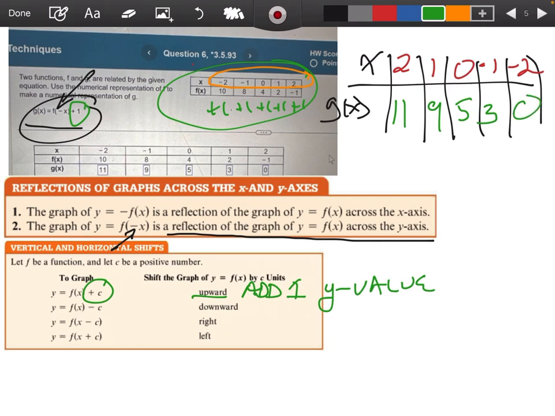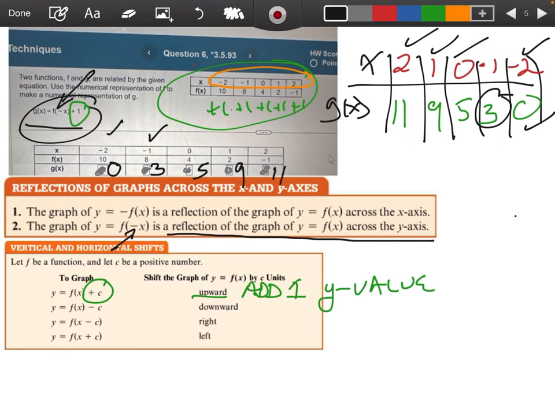And now we have to figure out how I'm going to enter those numbers in here. Let me show you how we're going to do that. When x is -2, y is 0, so I'm going to put a 0 right there. When x is -1, y is 3. When x is 0, y is 5. When x is 1, y is 9. And when x is 2, y is 11.